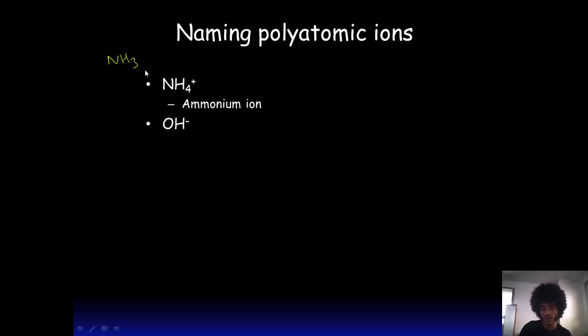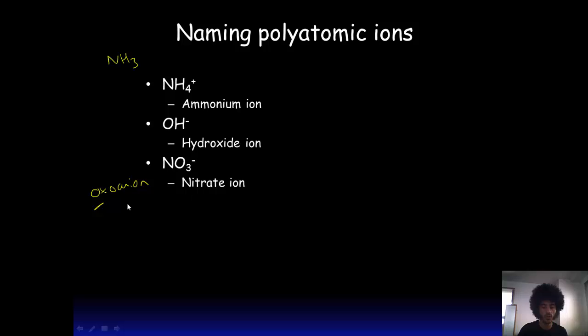Next one is OH-. This you may have come across before. This is the hydroxide ion. Then we've got NO3-, and this is the nitrate ion. Now this is an example of what we call an oxoanion. An oxoanion is an ion that contains oxygen, right? And it's polyatomic as well. So that's nitrate. Oxoanions always end in ate. Well, they usually do. The ones that you come across will always end in ate. If you've got CO3 2-, this is carbonate ion. Again, it ends in ate to denote that it's got oxygen in it.